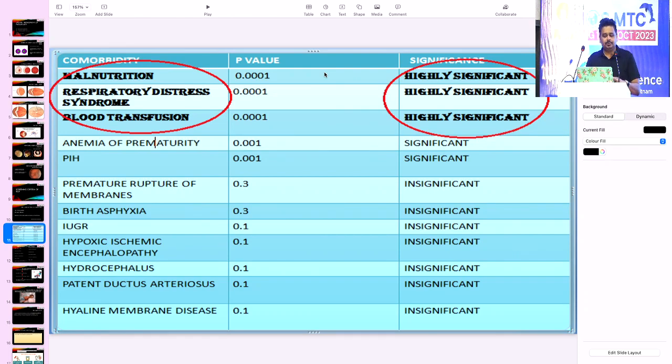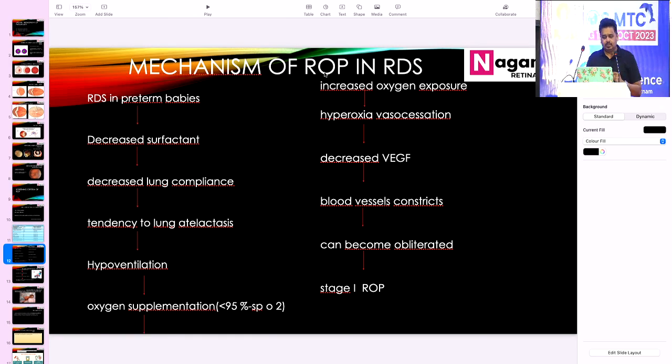Coming to the significant risk factors released by the National Neonatology Forum, malnutrition, respiratory distress syndrome, and blood transfusion are the highly significant risk factors in India. Anemia of prematurity and pregnancy-induced hypertension are the significant risk factors in the Indian population.